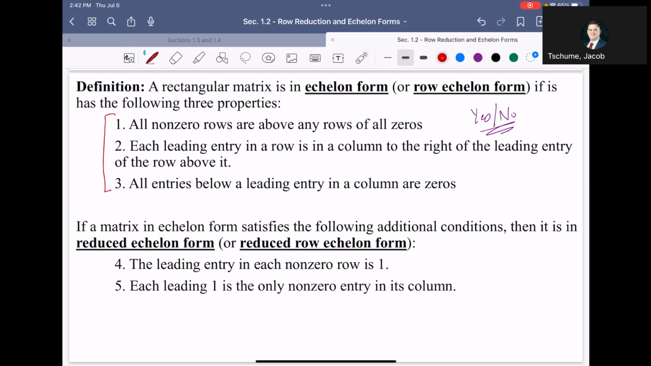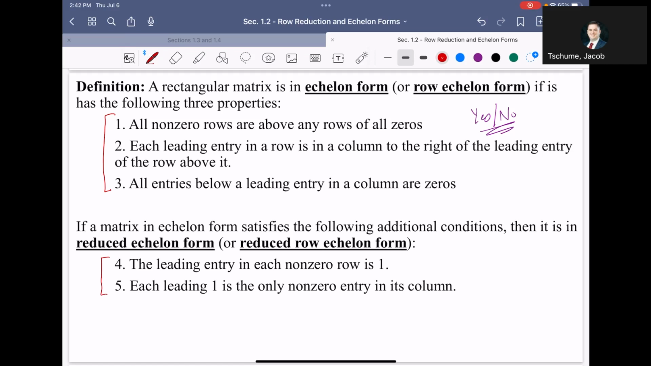The only difference here is that there are 2 extra criteria that have to be met for you to be in reduced echelon form. The first one, number 4 here, says the leading entry in each non-zero row needs to be the number 1. We're kind of already used to that from the past video, but officially that's not required in echelon. It's only required in reduced echelon. And then finally, number 5, each leading one is the only non-zero entry in its column.